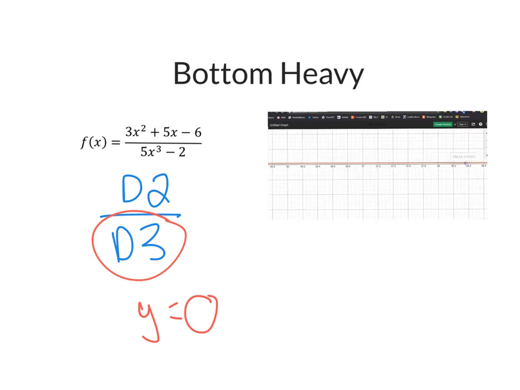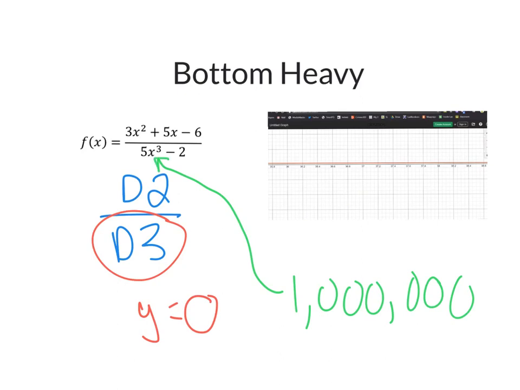It never actually touches 0 in this case, but it does get close to 0. And the reason behind that is if I plug in a huge number, say 1 million, into this function, taking 1 million and cubing it is going to make that denominator huge. And even though the numerator will be large as well, the denominator is going to be so massive that when I take whatever this numerator is and divide it by this massive denominator, it's going to get closer and closer to 0.